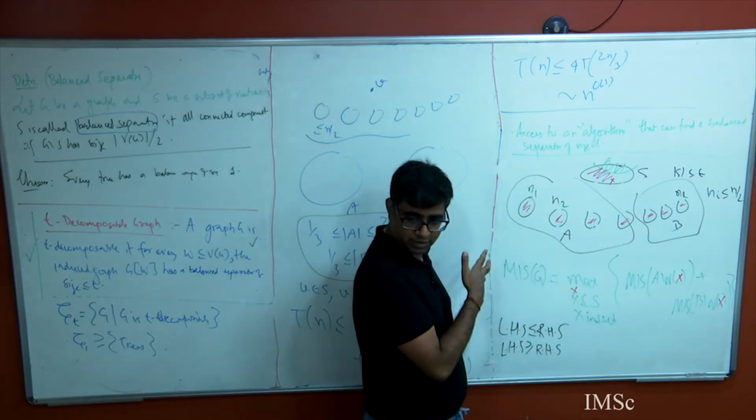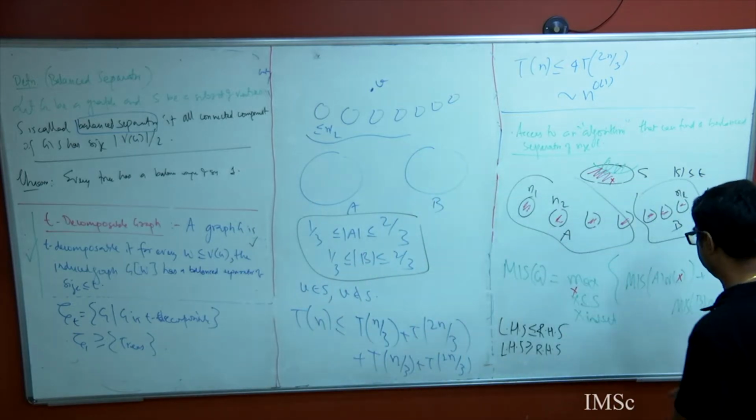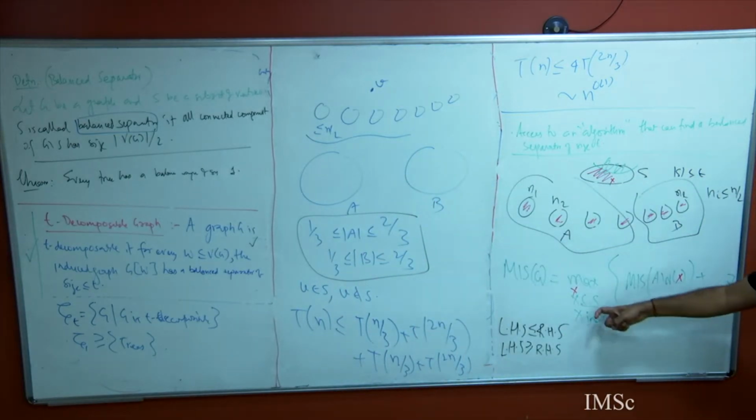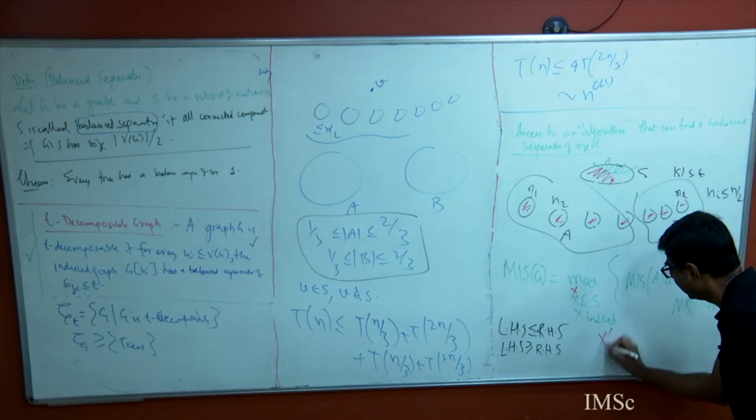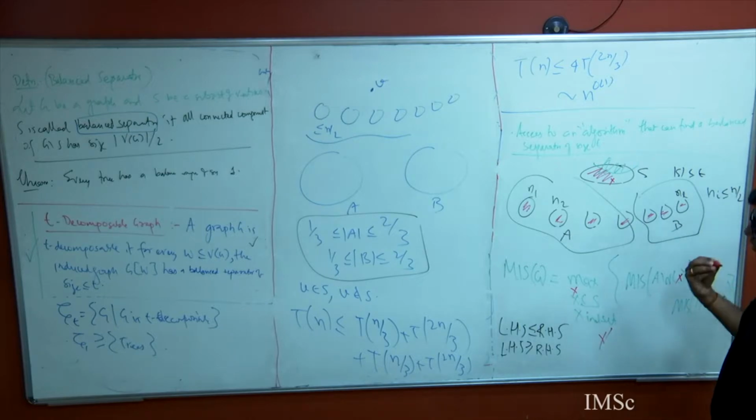Now let's go to the reverse direction. So look at the set X prime which maximizes this. Look at X prime for which this quantity is maximized, right? This is the maximum. So this is some X prime for which this quantity is maximized. Look at that independent set.